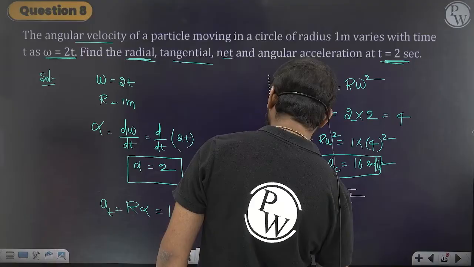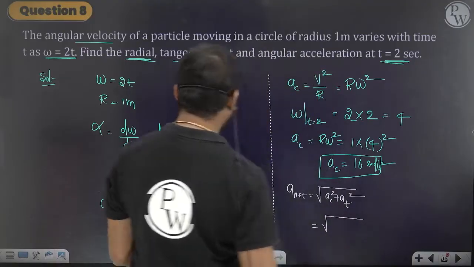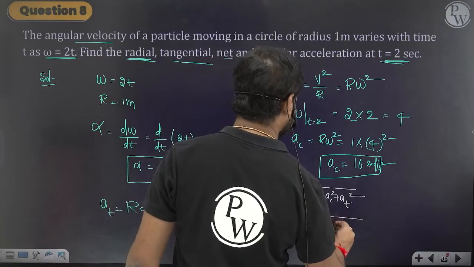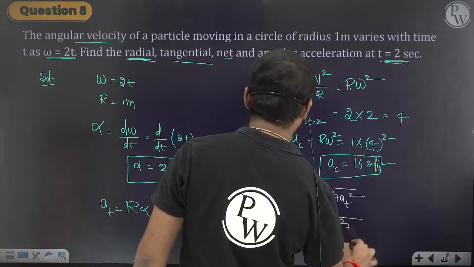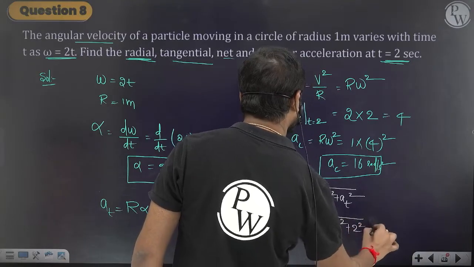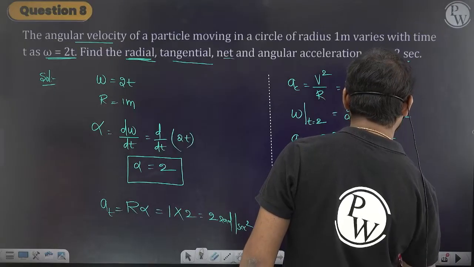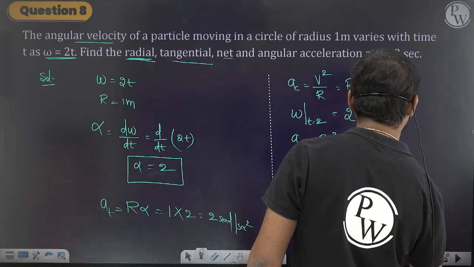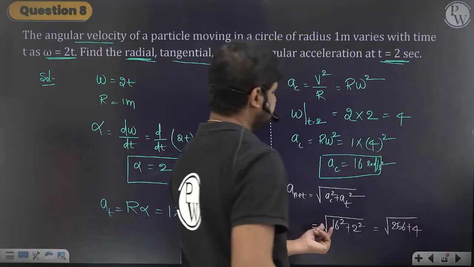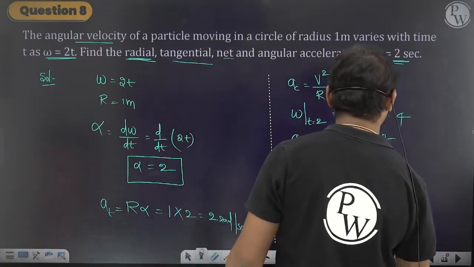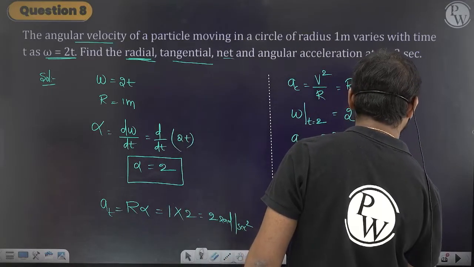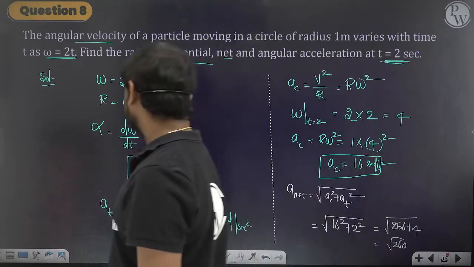Yes, so do the simple calculations. What do we have? a_c square is 16 square, a_t square is 2 square, which is nothing but 256 plus 4. Yes or no? 256 plus 4, so root 260. That's it. Understood? Clear guys?